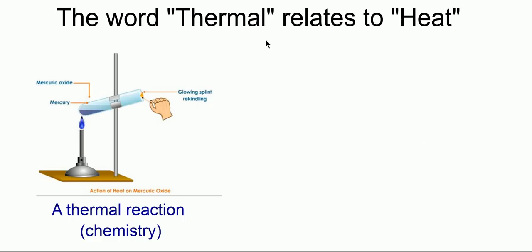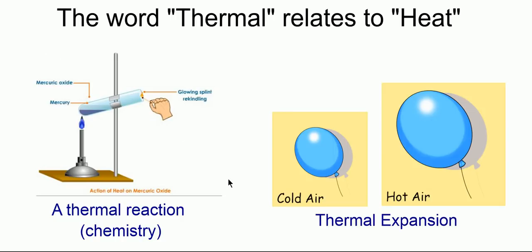First, the word thermal. It relates to heat. For instance, here we have a chemical reaction, and it has a heat source, doesn't it? And something happens, and what causes that to happen is the heat. So we could call this a thermal reaction. It has to do with heat. It's in chemistry, back more in the area of physics.